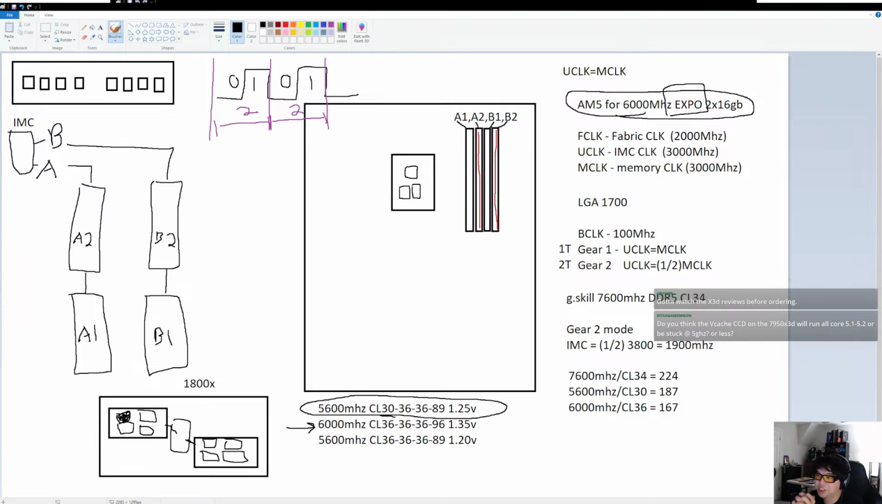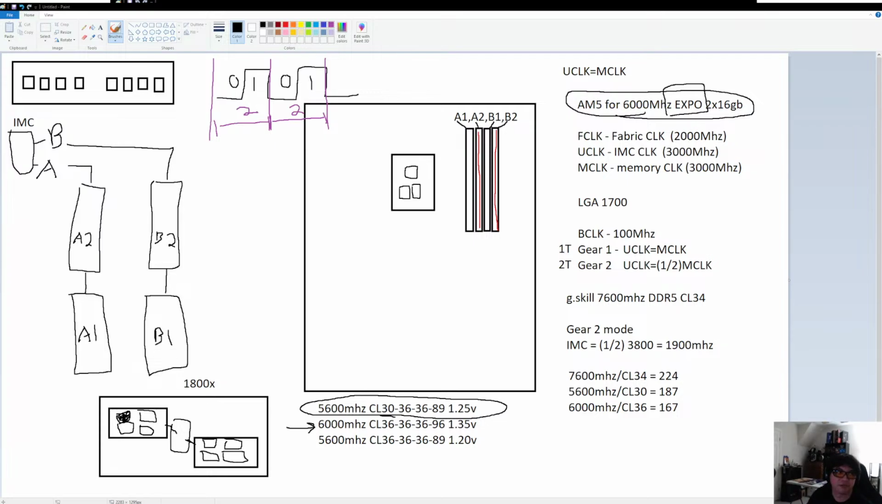Do you think the Vcache CCD on the core... So the one with the Vcache is probably... I don't know. That's a good question. If I had to guess, probably 5 gigahertz. Because what was the other one? Like, what was the 5800 again? It was like 4.7 or something, or 4.4.